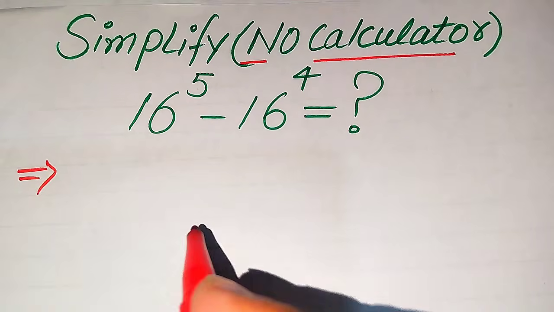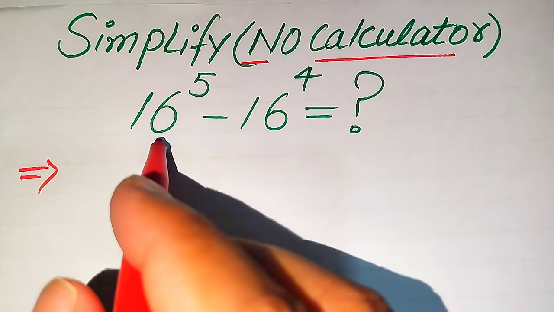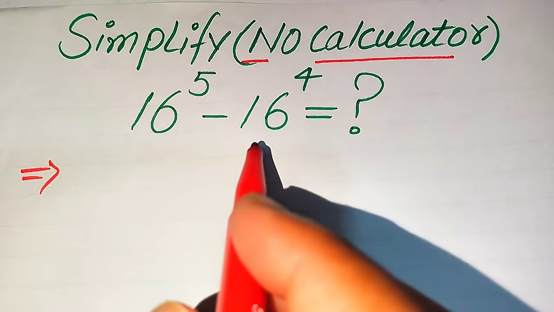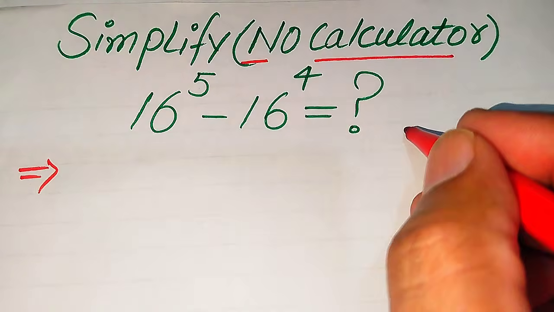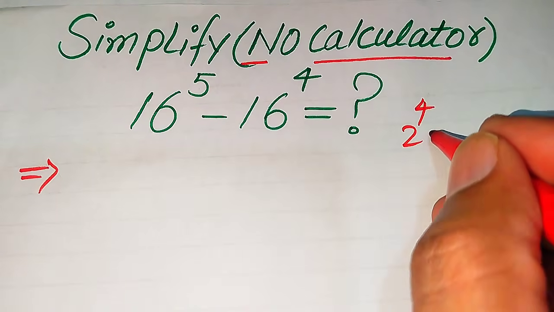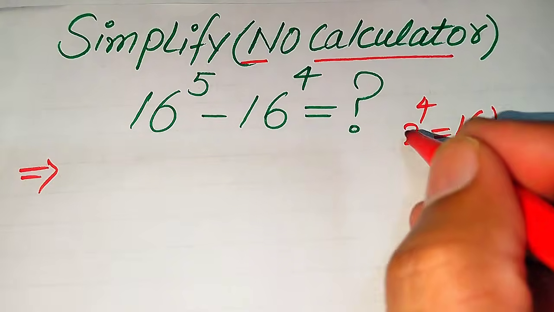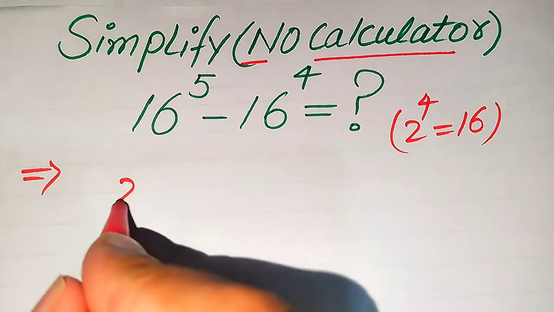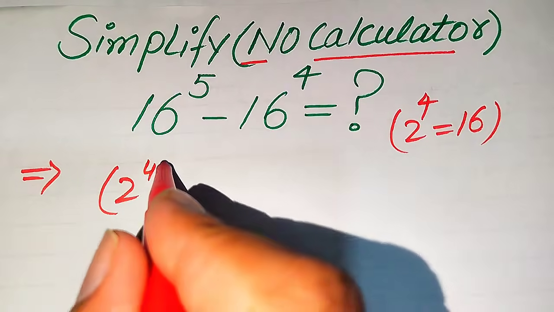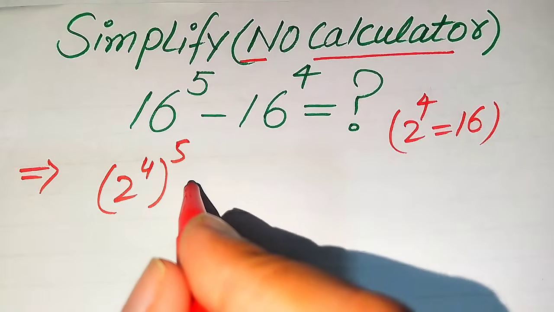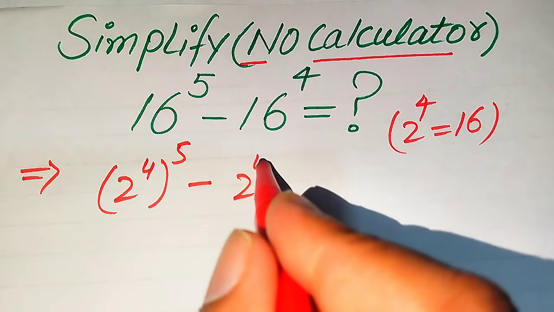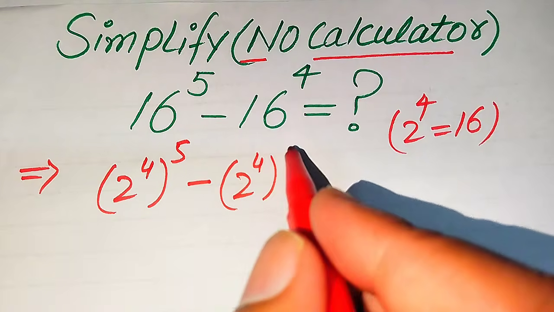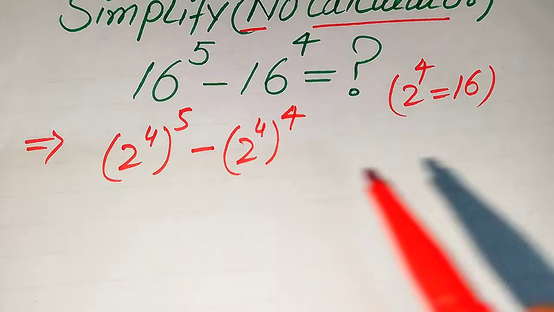Now the very first thing we are going to do is write 16 in its prime factor form. We know that 2 to the power of 4 is equal to 16, so we replace both of the 16s with 2 to the power of 4. So it will be written as 2 to the power of 4 and its whole power 5, minus 2 to the power of 4 and its whole power 4.